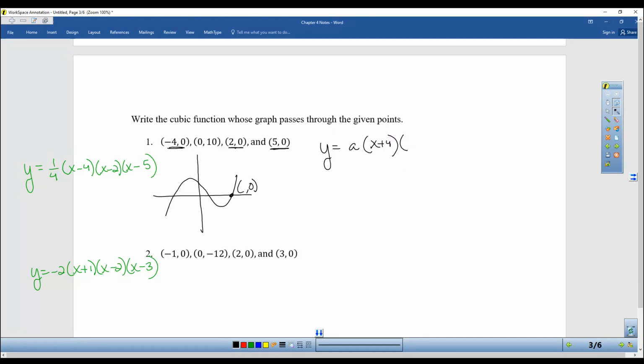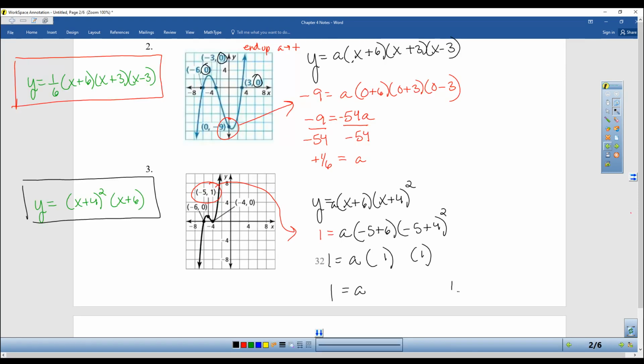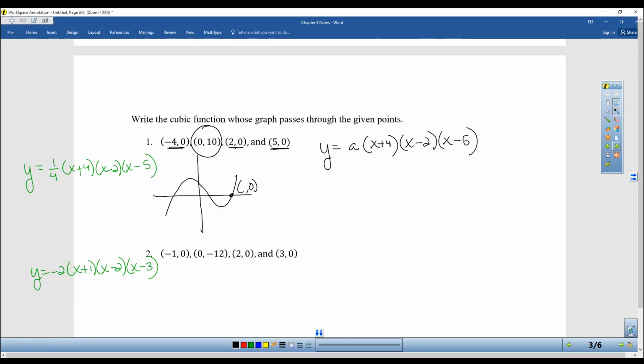Oh, which I just realized when I wrote up those answers, somebody was trying to do that problem. That's not what I got. There we go. X plus 4 times x minus 2 times x minus 5. And then this is the other point they gave you. It happens to be the y-intercept, but as we learned from this last problem, it can be any point. But this is just nice and easy to plug in.